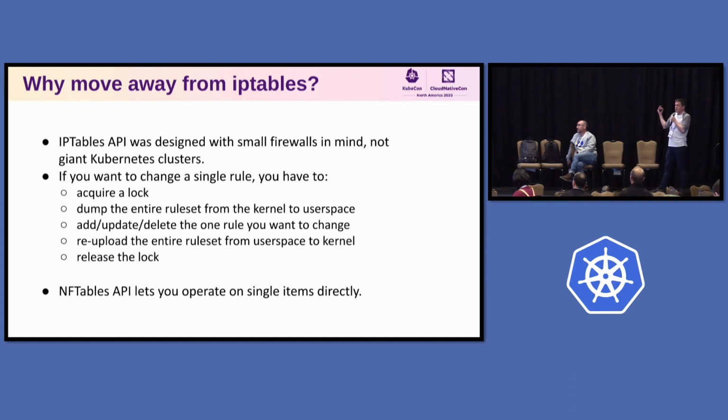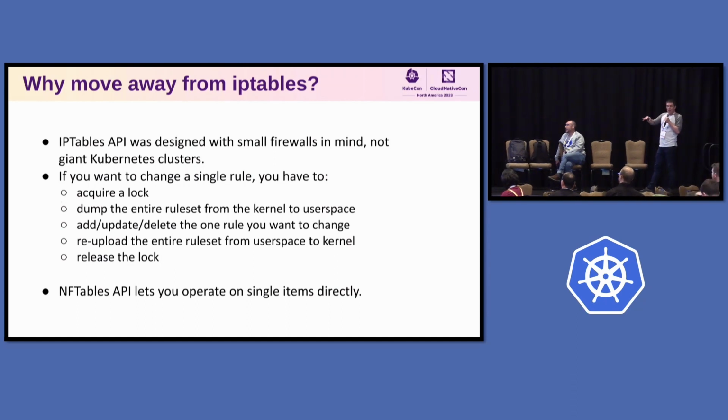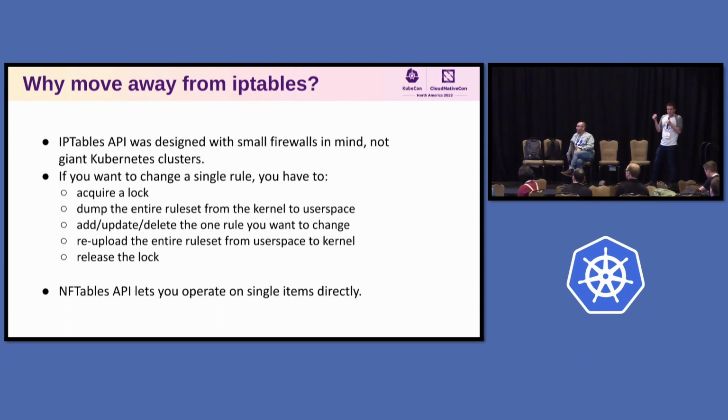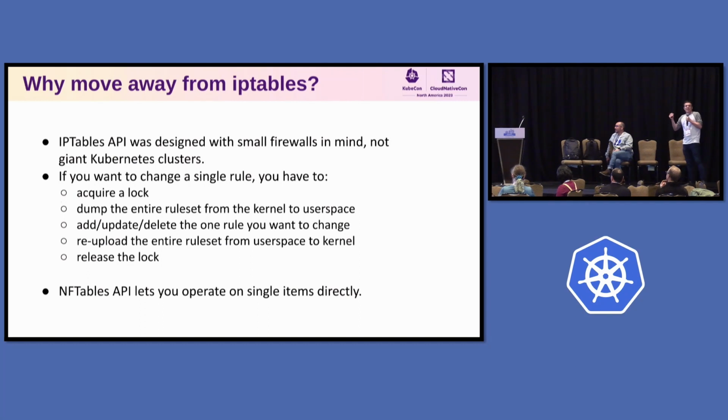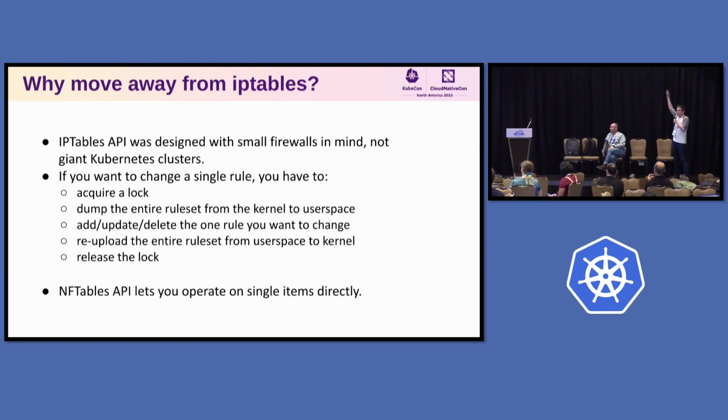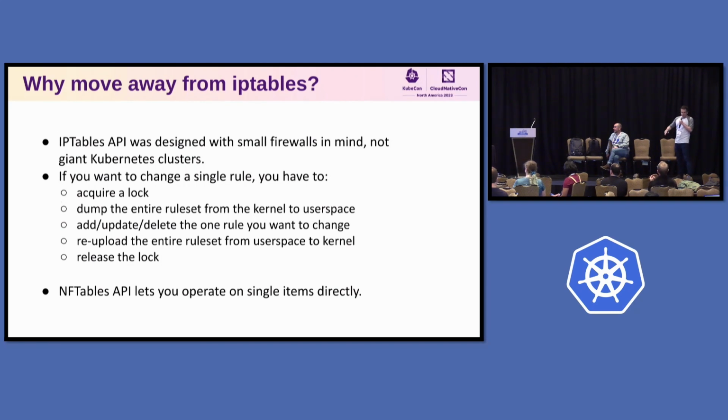So that's on the packet processing side. On the rule processing side, iptables is also terrible. It was designed with these small firewalls in mind, not with 20,000 services. So if you have 20,000 services and somebody adds one more, and you want to go to 20,001 services, you have to get a lock, download the entire rule set from the kernel, add one new rule at the bottom, upload the entire rule set back to the kernel, and then release the lock. This has been a source of problems.